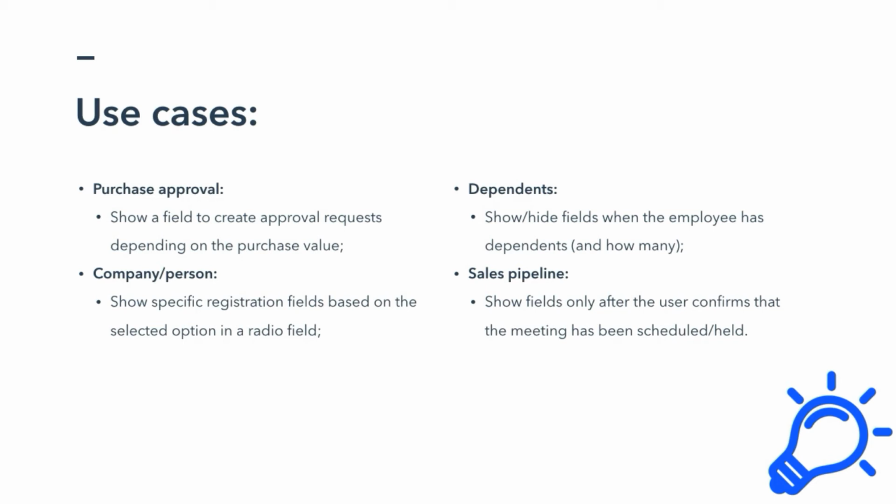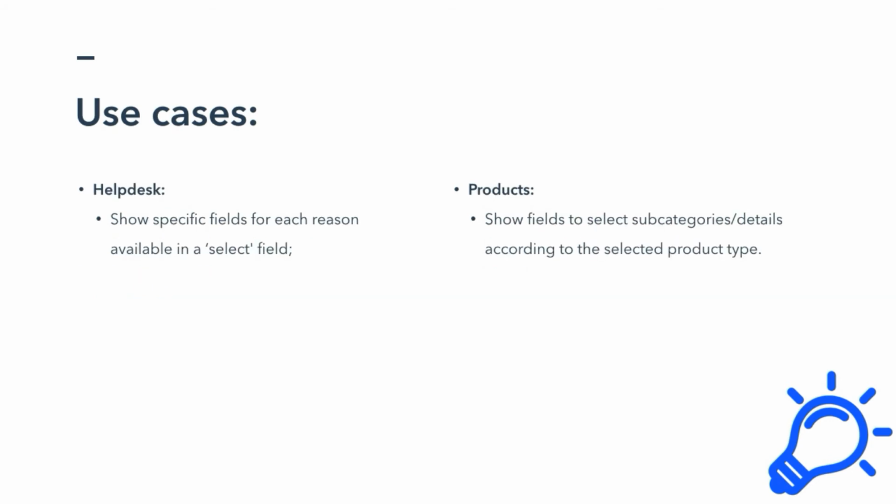The fourth example is going to be our sales pipeline, which I mentioned with the meeting phase. We're only going to show fields after the user confirms that the meeting has been scheduled and then after he or she has met with the customer. Then we're going to move on to the help desk case, in which we only show specific fields for each of the support motives we have in our form. And the last one is showing groups of products by selecting categories and subcategories of each type of product. Let's suppose you have an e-commerce, and each of your products has specific categories or details people need to fill in after they select the product.